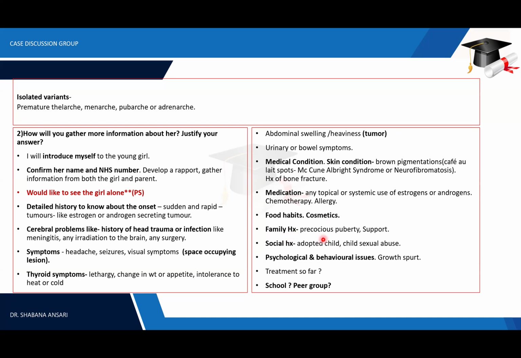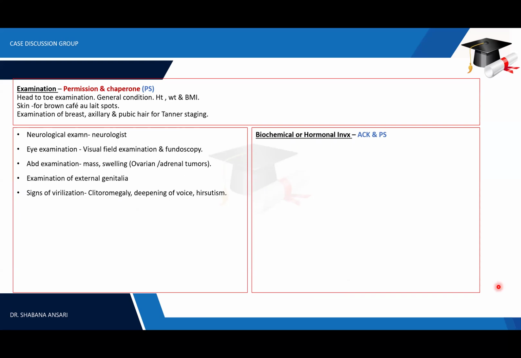Family history of precocious puberty in her sibling or in her mother, and whether she has enough support at home. Social history is important if she is an adopted child, or whether there is any evidence of child sexual abuse, whether she's having any psychological and behavioral issues like poor body image, whether there was any growth spurt, whether she received any treatment, how about things at school, her peer group, and whether she feels safe at school and in her family.